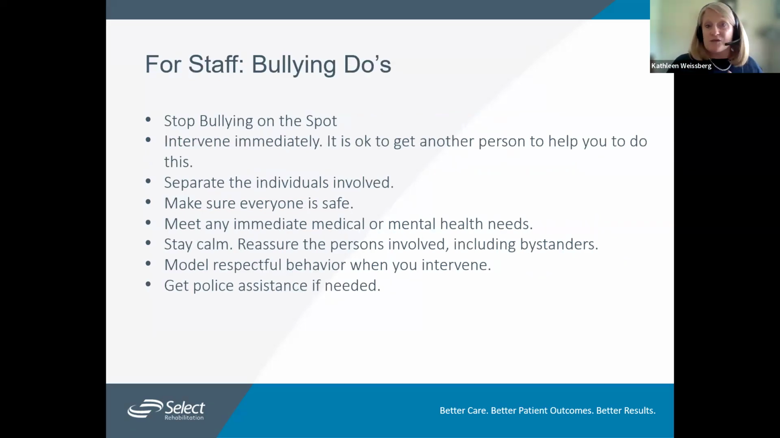For us, some do's. We do this: intervene immediately, right? And it's okay to get somebody else to help here. We want to separate those individuals involved and make sure everyone is safe. That is the first thing we want to do. Get any mental health counseling that we need, medical, whatever it is. Bring in the authorities if it's gone past bullying and it's assault or resident abuse or something like that. Obviously, we want to model respectful behavior, and that's where we have to be very cautious about what we say. We can say a lot of these things and still be very respectful of that individual.